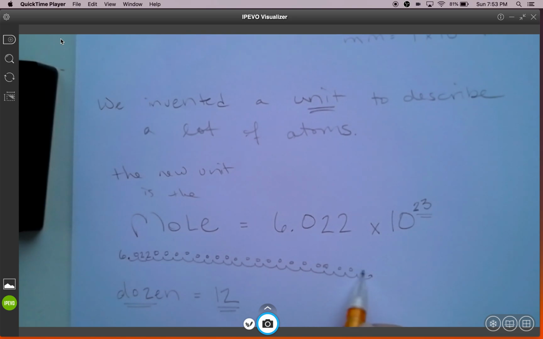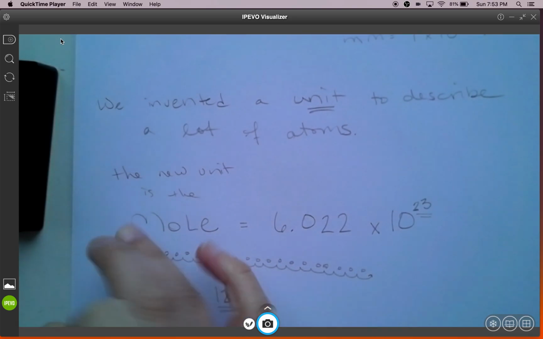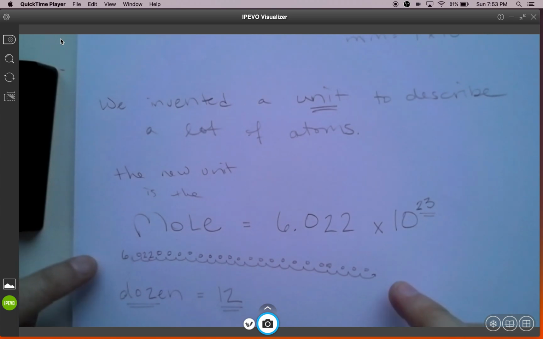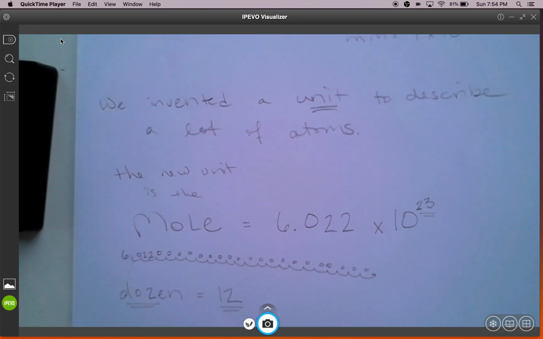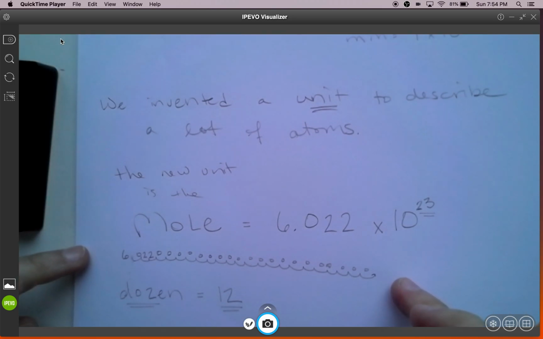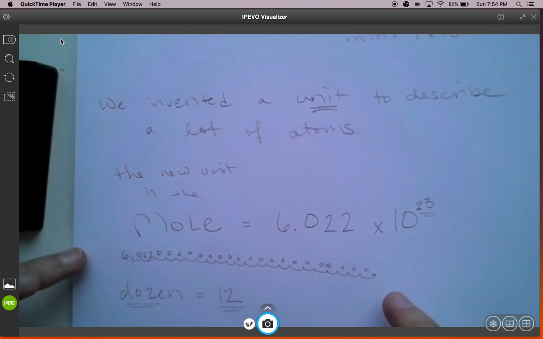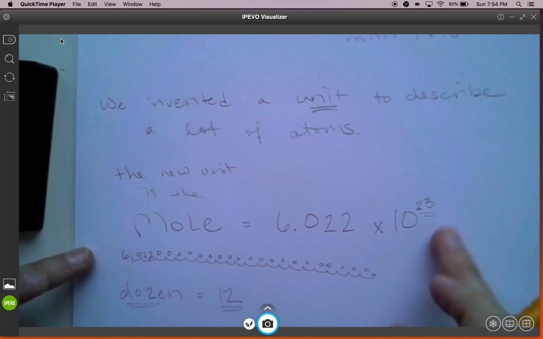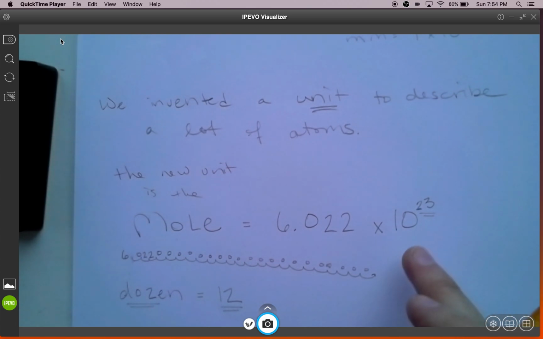You're probably putting together that this is a really, really, really big number. And what that means is it is a really, really big number. That begins to show you just how small an atom is. A single atom is so small that this amount, the 6.022 times 10 to the 23rd atoms, that many atoms, is what we can actually see.